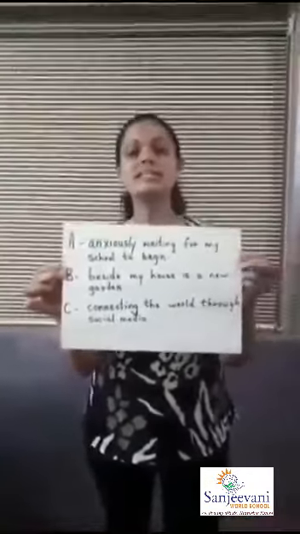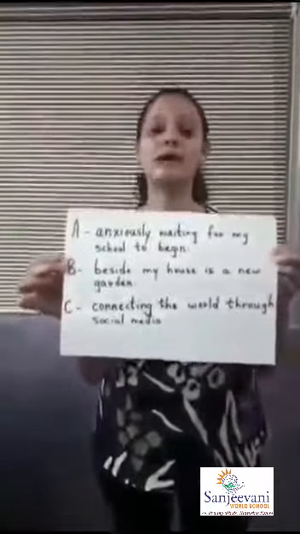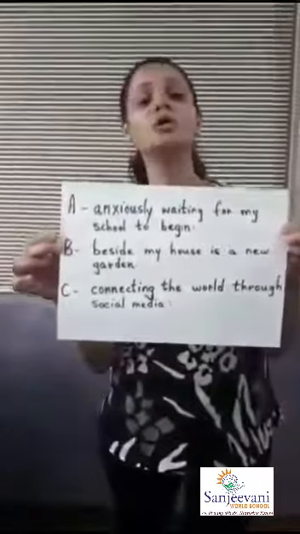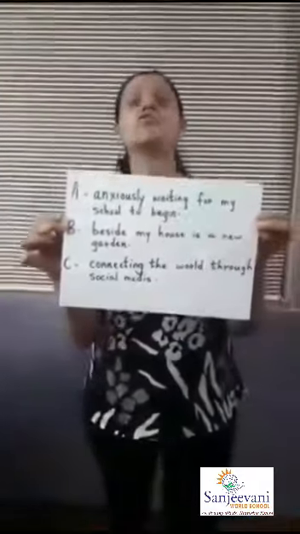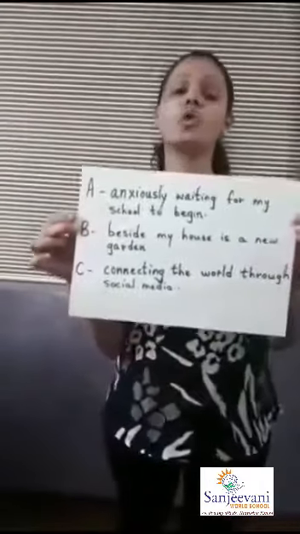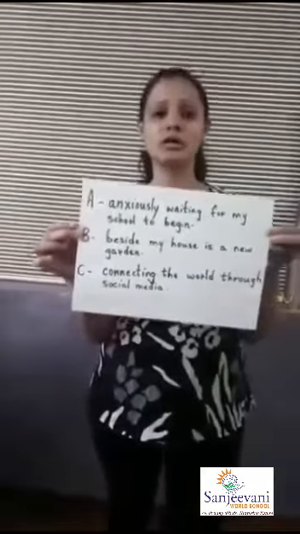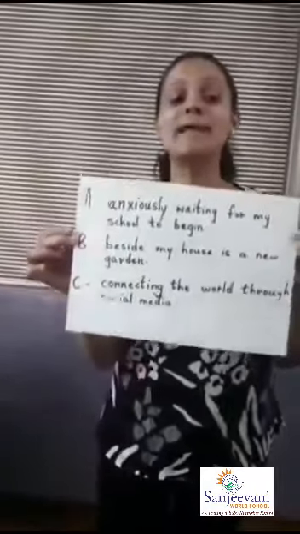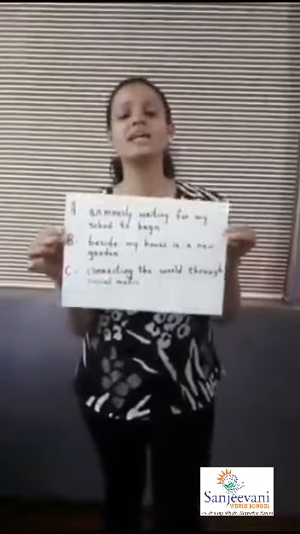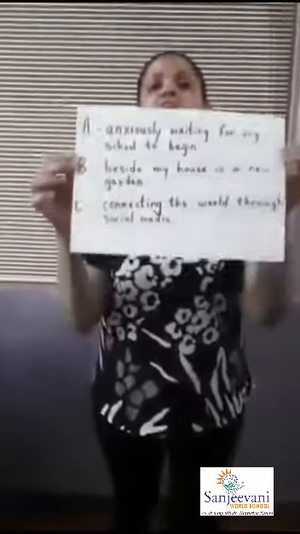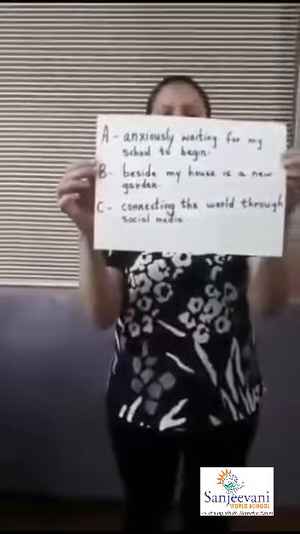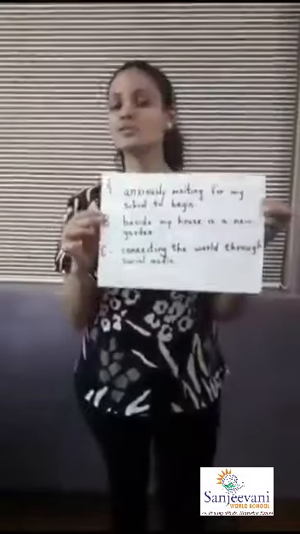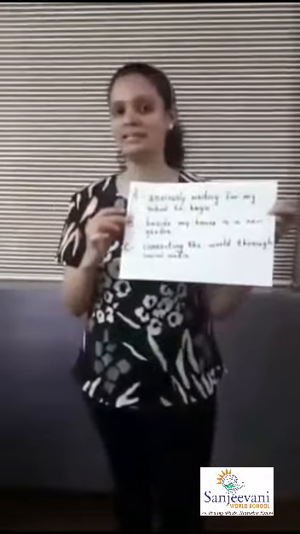So things that are practically seen by me. You can write beside your house, you can see a tall tree growing. Or for A, you can write agreed to what my mom said to do the work. So I want you to frame sentences meaningfully, practically happening or that is to be done. For letter C, what did I write? Connecting the world through social media. So these are the things practically, okay?